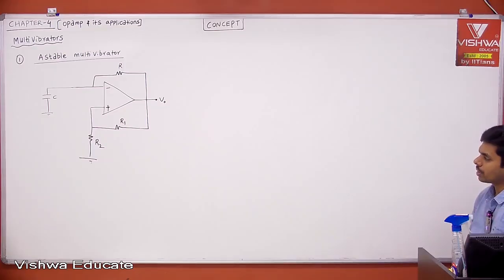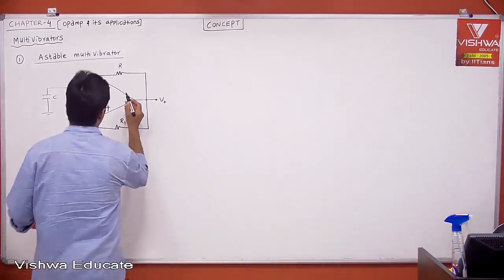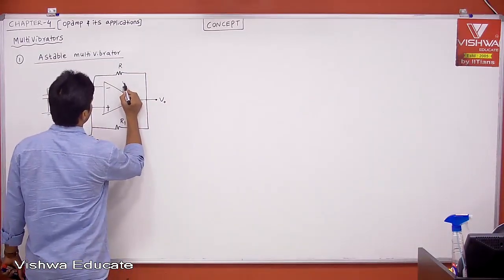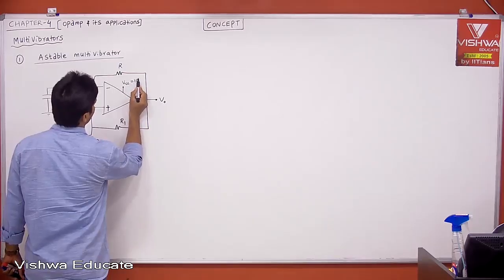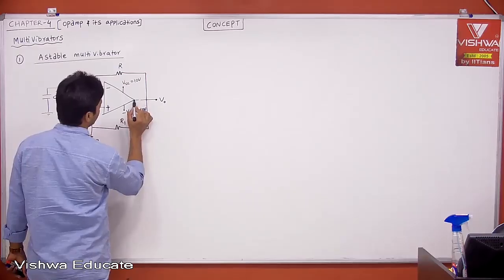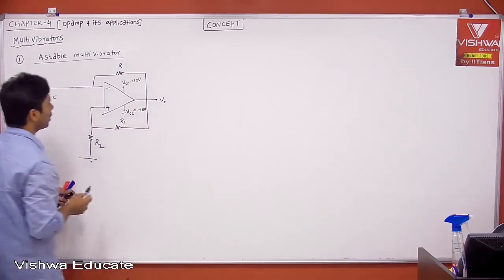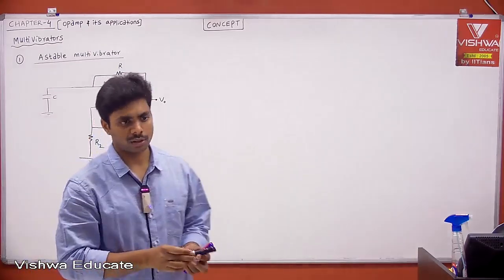the initial voltage across the capacitor is 0. And it is defined with power supply. Let us say this is VCC. Maybe for your understanding, let me take VCC is equal to 10 volts. And this is minus VCC is equal to minus 10 volts. Okay, let's see what is V0.